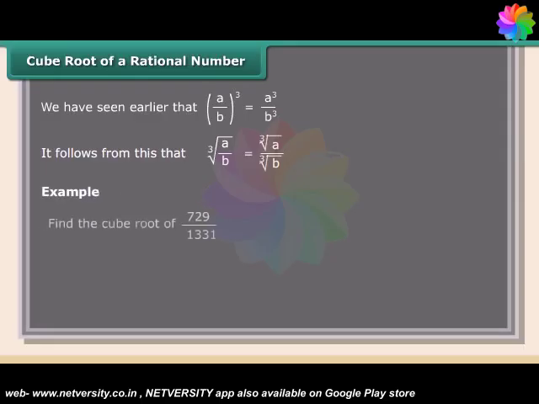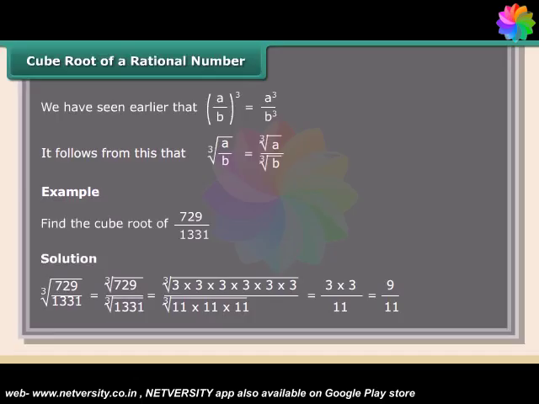Example: find the cube root of 729 upon 1331. Solution: the cube root of 729/1331 is equal to the cube root of 729 upon the cube root of 1331, which is equal to the cube root of 3 × 3 × 3 × 3 × 3 × 3 upon the cube root of 11 × 11 × 11, which is equal to 3 × 3 upon 11, which equals 9 upon 11.